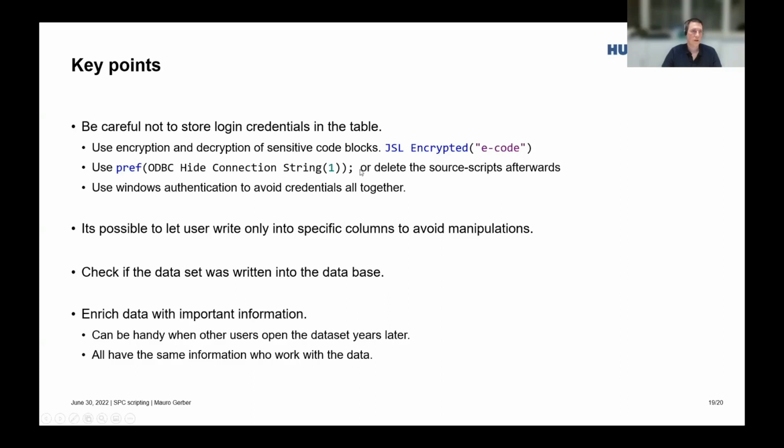So the key point is to be careful that you don't give out sensitive information like passwords and usernames. You can hide certain parts in the script with encryption. The code is JSL encrypted, and then the encrypted code is in here as text. And use pref ODBC hide connection string. Another way is to use Windows authentication to avoid credentials altogether.